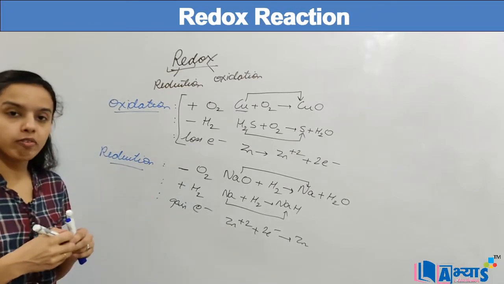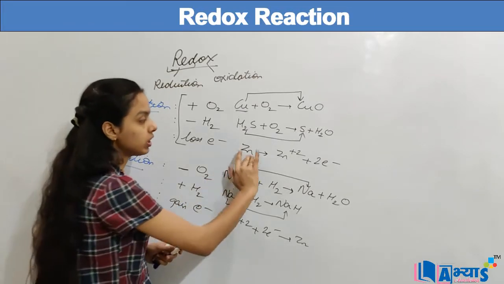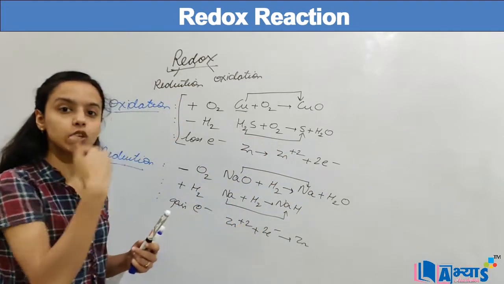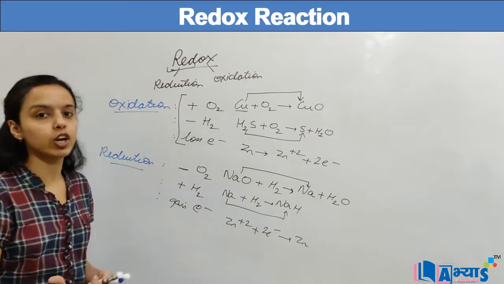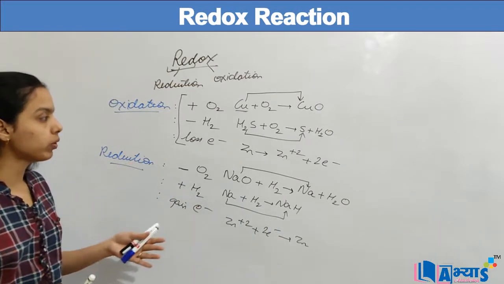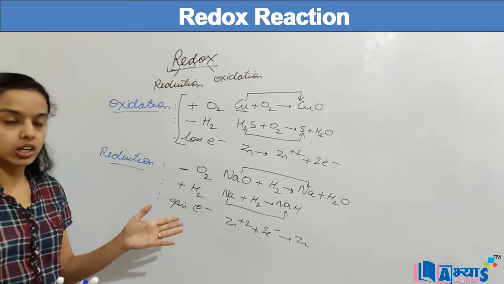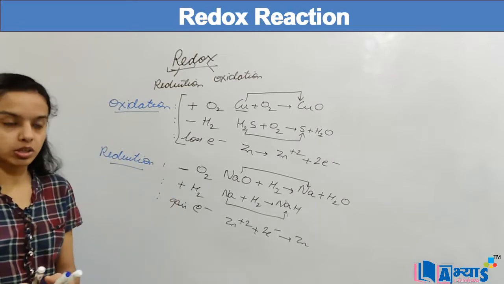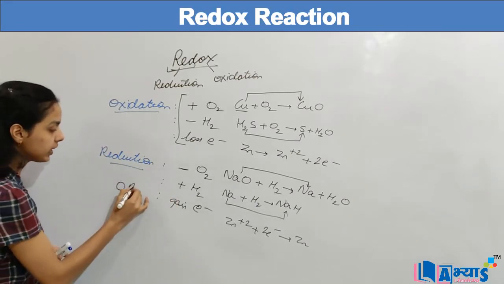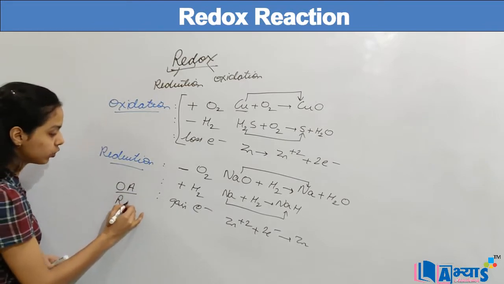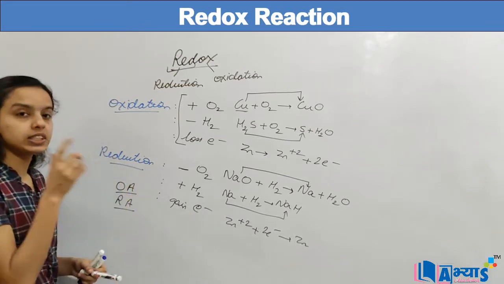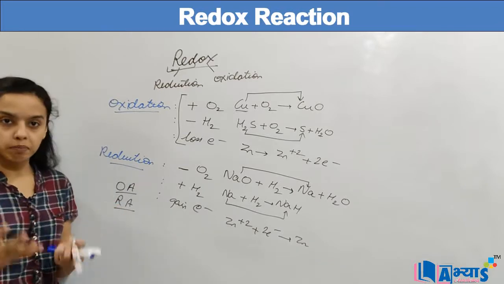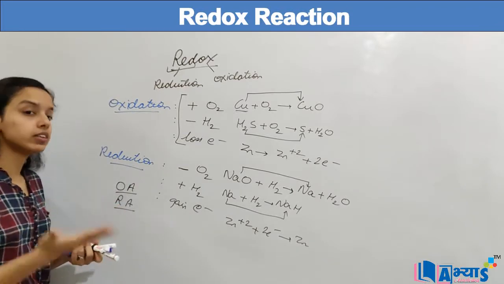So you must know that when the electrons are represented on the product side, there is loss of electrons, and when they are represented on the reactant side, there is gain of electrons. This was the component of oxidation and reduction. Now let us discuss two major terms, that is oxidizing agent and reducing agent. Basically, an oxidizing agent is that chemical compound which is undergoing reduction.